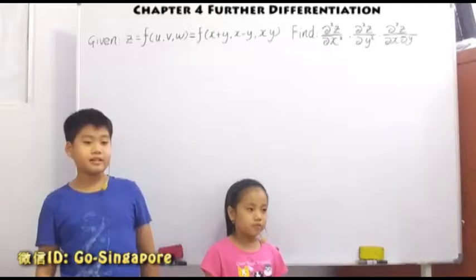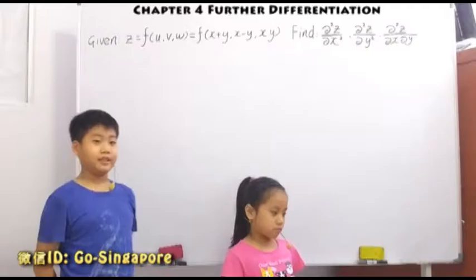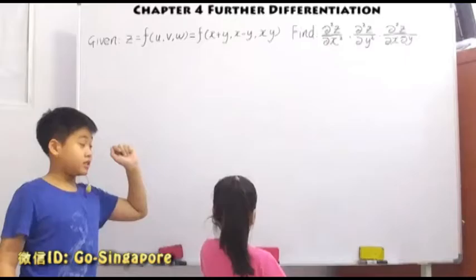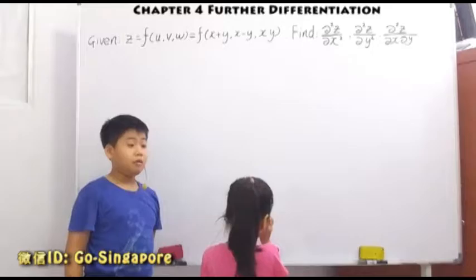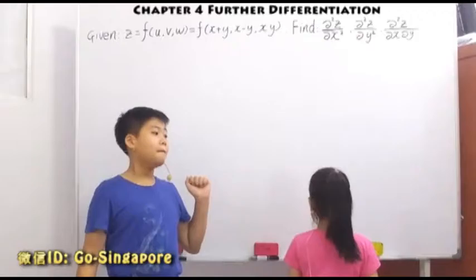This lesson is calculus. Chapter 4, further differentiation. Now we'll look at this question. It is very similar to one of the questions that we have done. But this is the second derivative. Last time we found the dz. Now it's the second derivative and the mixed partial derivative. Okay?